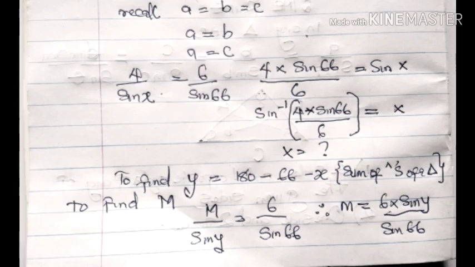To find y, remember that since we have found x, y is the third angle in the triangle. Therefore, we can make use of the sum of the angles of a triangle. Here we have that y is equal to 180 minus 66 minus x. And we find y. To find m, remember, m all over sine y, since we have found y, is equal to 6 over sine 66. Making m the subject, we have m is equal to 6 times sine y all over sine 66.